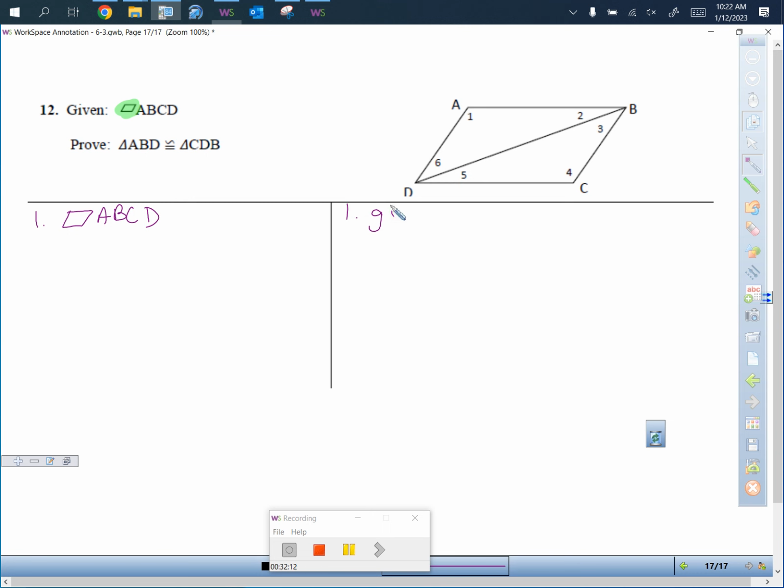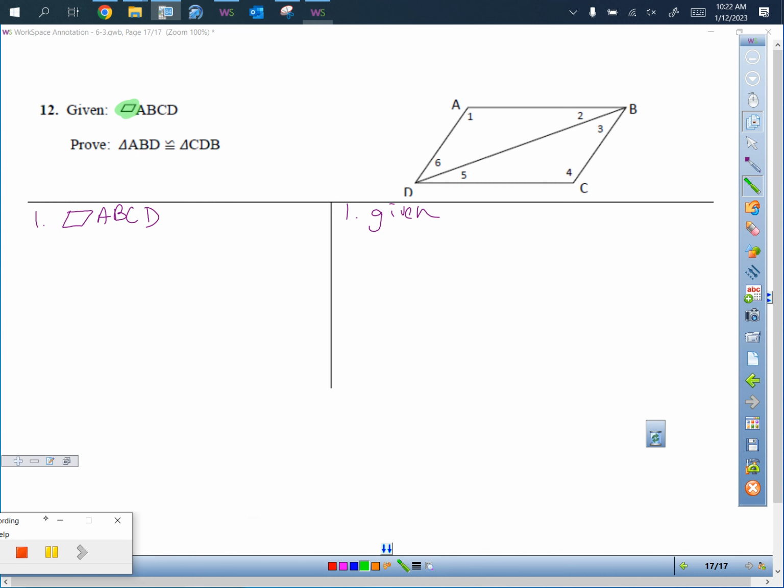Don't go marking anything. People are like, are we supposed to mark the parallel sides and all this? We're only going to mark what we're going to use. We know a lot of stuff about parallelograms. What are we trying to prove? That these two triangles are congruent. Let's quickly refresh. I'll give you one, you finish the rest. There's 5 ways to prove triangle congruent.